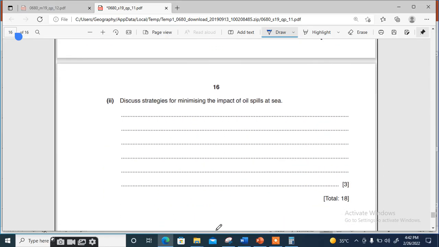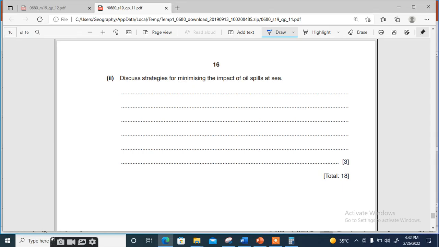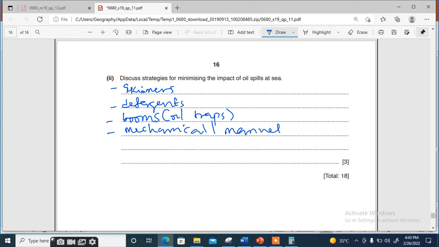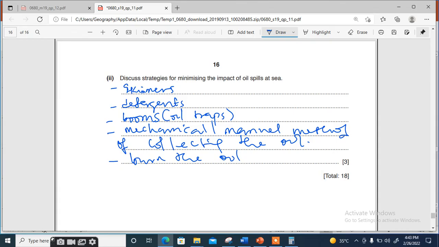So let's see the last question, page 16. Discuss the strategies for minimizing the impact of oil spill. Here you use things like skimmers. Use detergent. You can use booms, sorry, which are oil traps. You can also use manual or mechanical method of collecting the oil. You can also burn the oil on the sea surface.